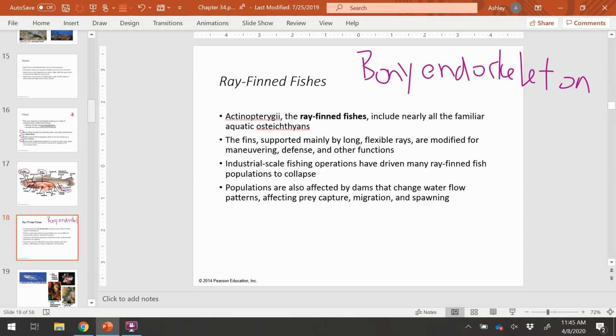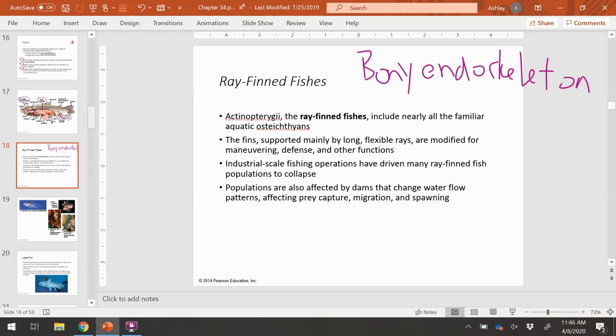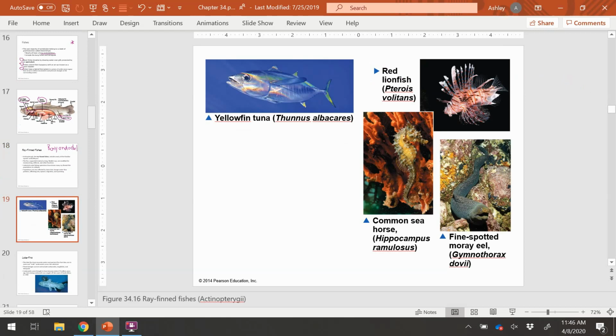And so they're just like any other aquatic group, they are affected by different things that affect water flow patterns, so dams, other modifications made to the environment, loss of water, change in pattern. So that affects prey, migration, and spawning. So those are aspects of the ray-finned fishes that most people take a look at. And so here you can see some examples of tuna, red lionfish, common seahorse, fine spotted moray eel. Others are the ones you're familiar with, salmon, cod, tilapia, all those belong in this group.